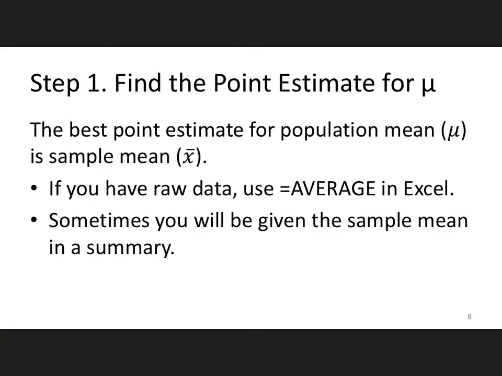So that first step of finding the point estimate for mu: the best point estimate for the population mean mu is going to be the sample mean x bar. If you are given raw data, then you're going to use =AVERAGE and select the data in Excel. And then there are times that you may be given the sample mean in a summary.